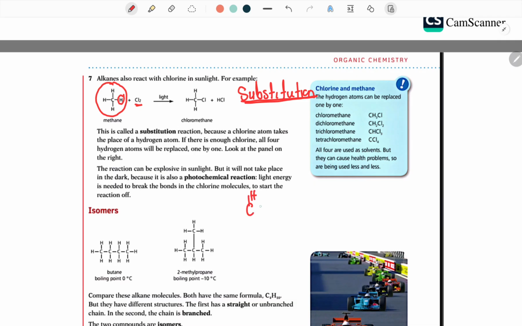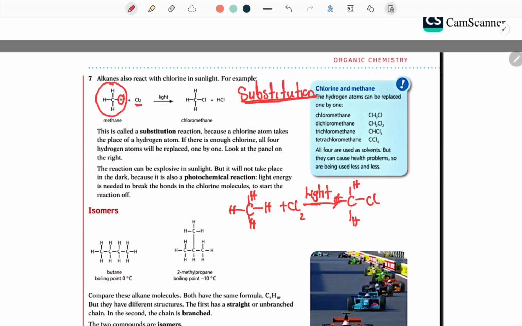You have methane reacting with chlorine. This reaction uses light as a catalyst. What is going to be produced is you are going to get one chlorine atom. You are going to replace it here. Okay? You replace it there.